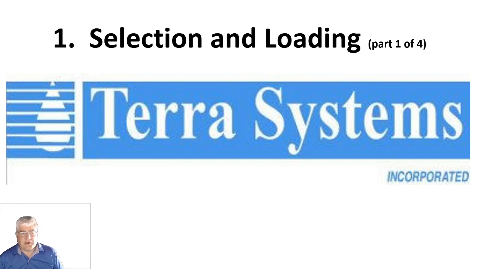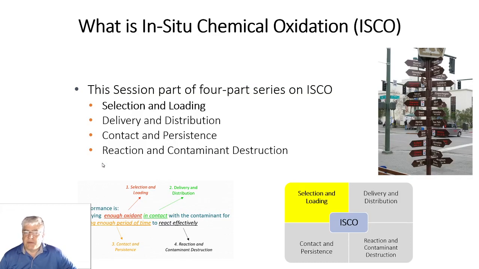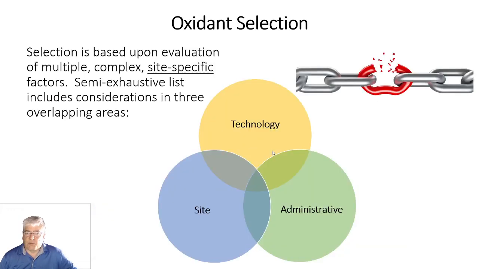Hi, this is Tim Pack coming to you today with part one of a four-part series where we're going to be looking at in situ chemical oxidation steps. We've broken the series into four discussion topics: selection and loading, delivery, distribution, contact and persistence, reaction and destruction. We want to talk about those in each section of this four-part series.